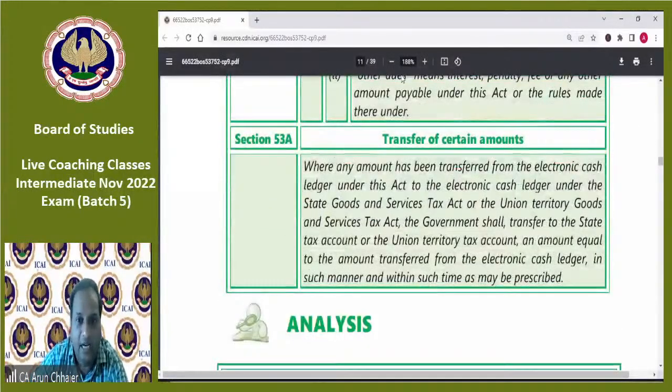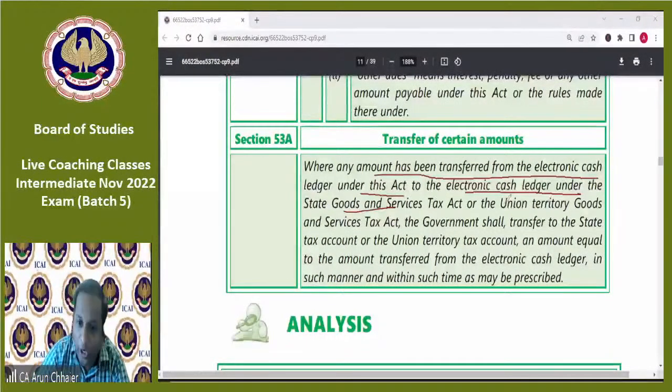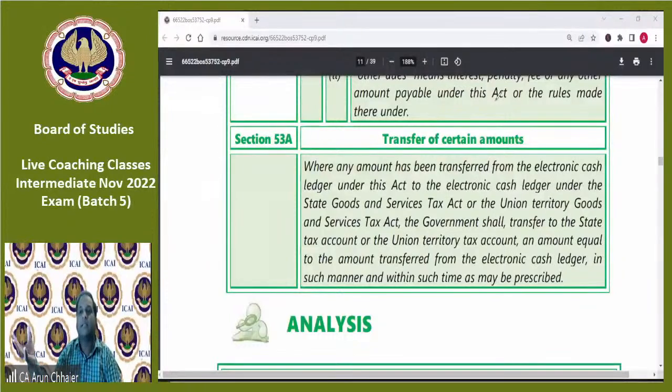Now Section 53A, transfer of certain amount. Where any amount has been transferred from the cash ledger under this Act to the cash ledger under SGST or UTGST, the government shall transfer to the state account or UTGST account an amount equal to the amount transferred, in the same manner and within such time as may be prescribed. So if the CGST cash ledger has been transferred to the SGST cash ledger in the minor head, let's say tax, then the equivalent amount has to be transferred by the government as well.